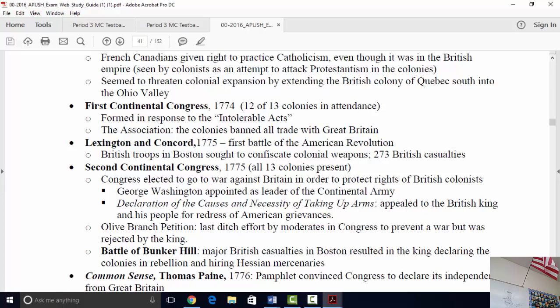Number 5. The excerpt best reflects which of the following trends from 1774 to 1776? D. The stationing of British troops in colonial residences. All right. Again, part of the Intolerable Acts, right?